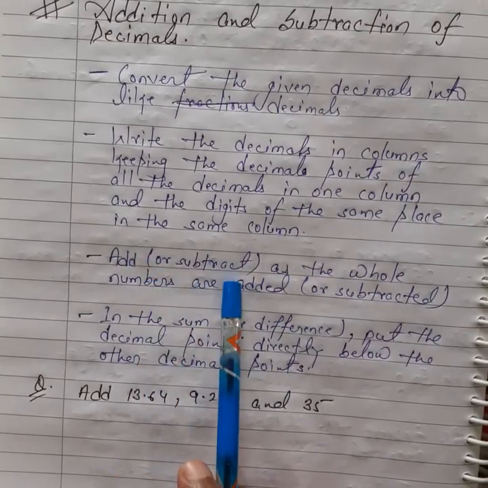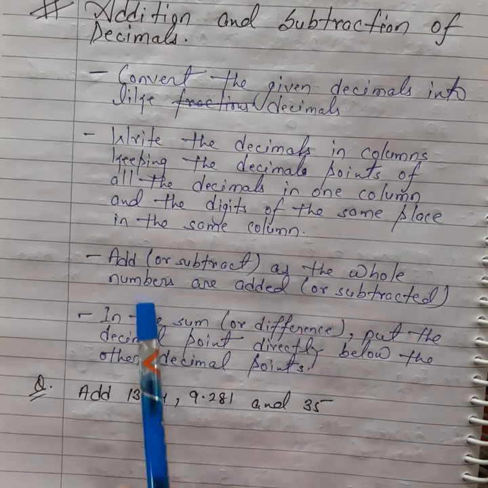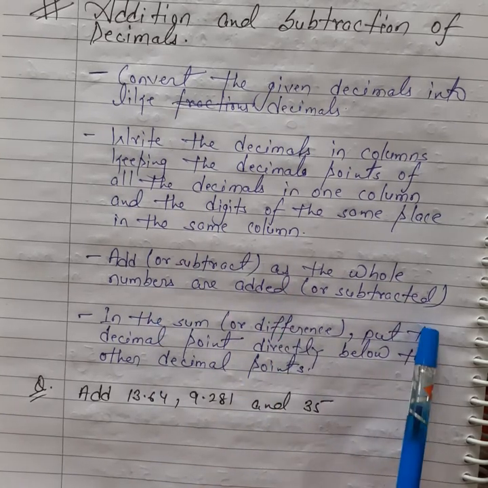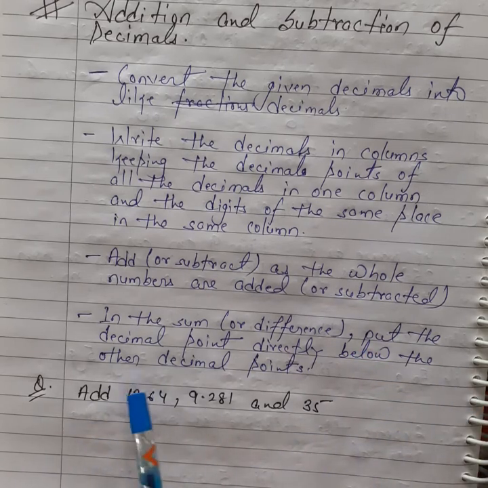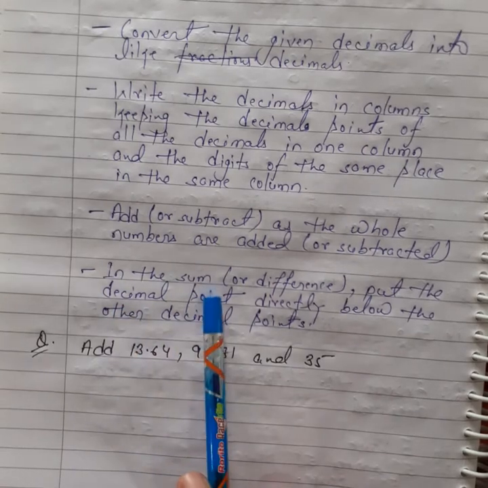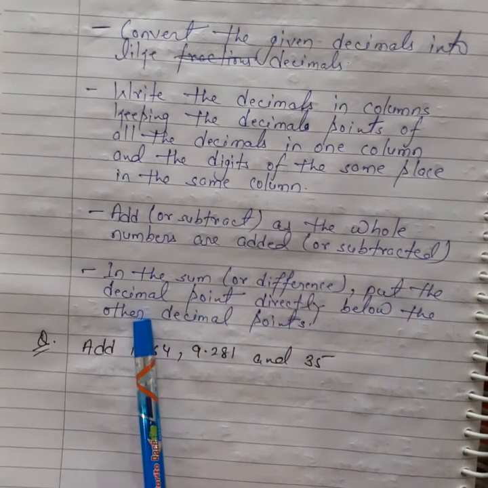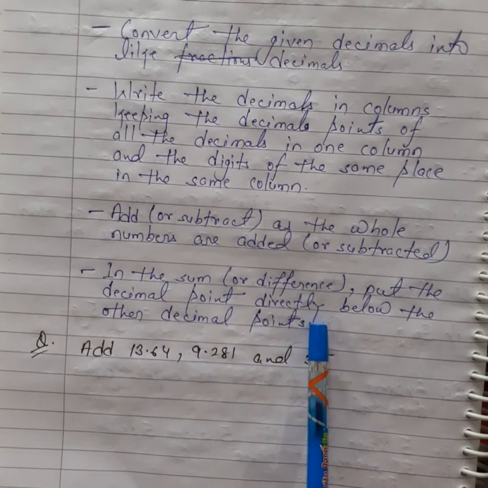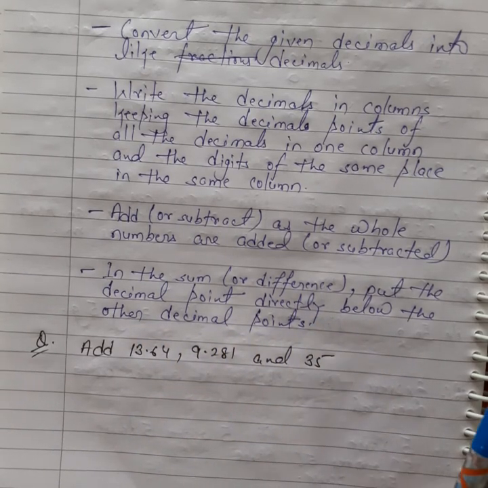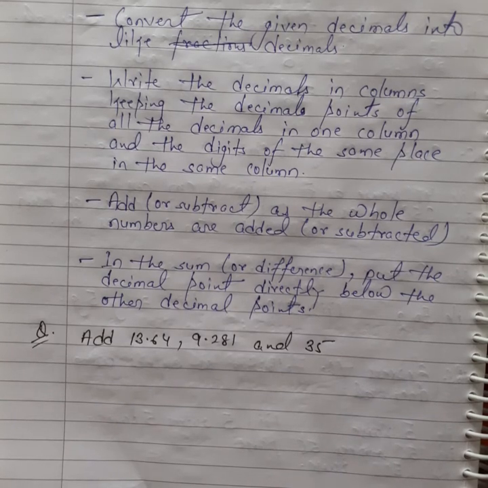It is according to the question, as the whole numbers are added or subtracted, we have to add or subtract. Similarly, how we add the whole numbers. In the sum, put the decimal point directly below the other decimal points. Okay, so let's understand with the help of one example.